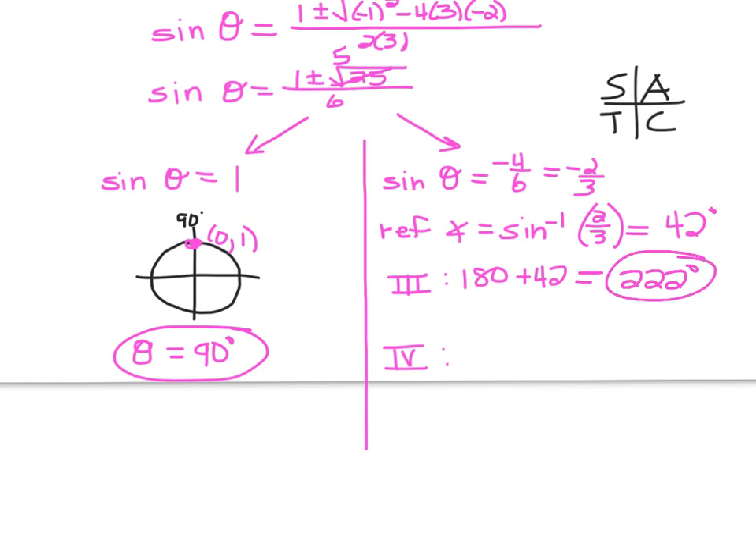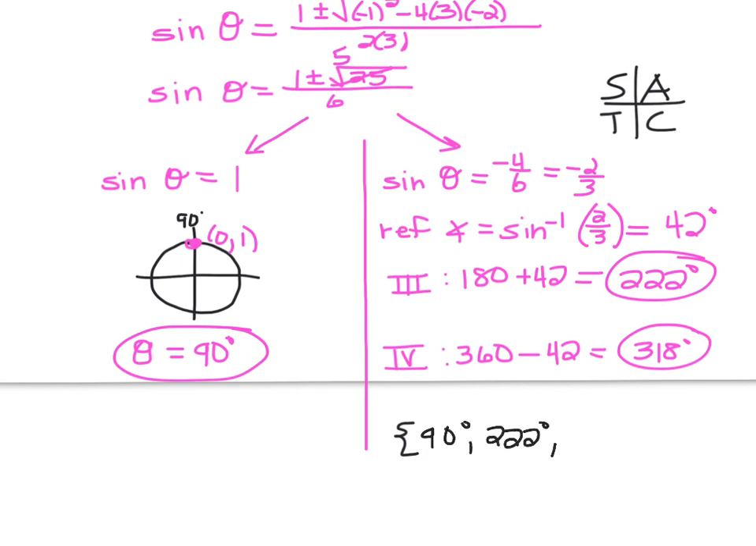And then in the fourth quadrant, we know the rule is 360 minus theta. So if we do 360 minus 42, that's going to give us 318 degrees. Okay, so for this question, we actually have 3 answers. If you prefer to write them in a solution set, you could do this. You could say, all right, so we wound up with, always write them from least to greatest, 90 degrees, 222 degrees, and 318 degrees. But you don't have to put them in curly brackets. You could just leave them circled like we had before.